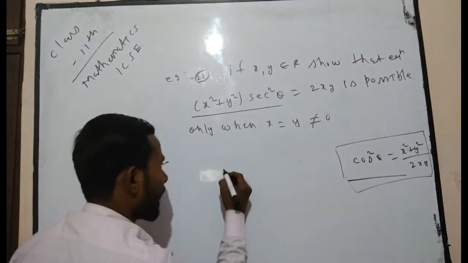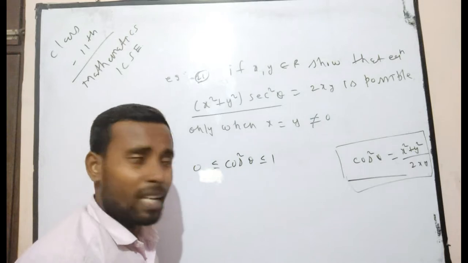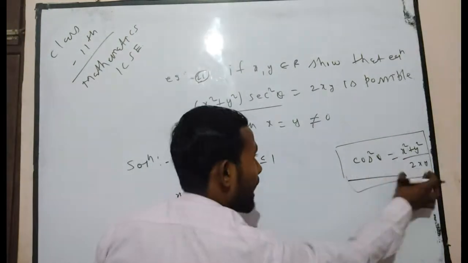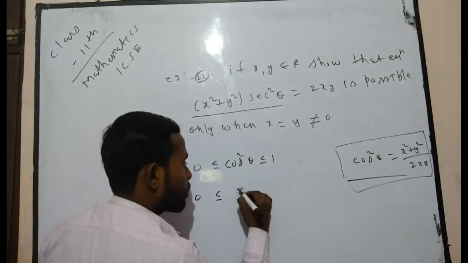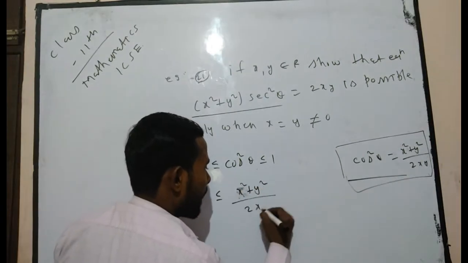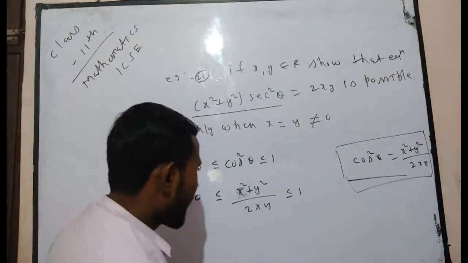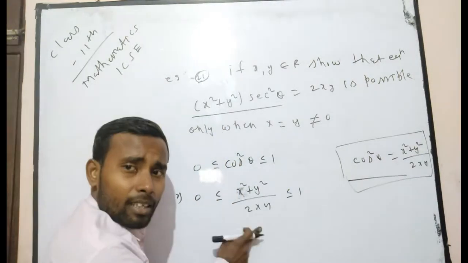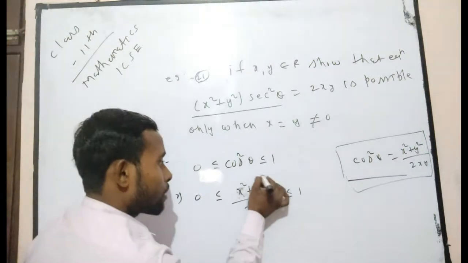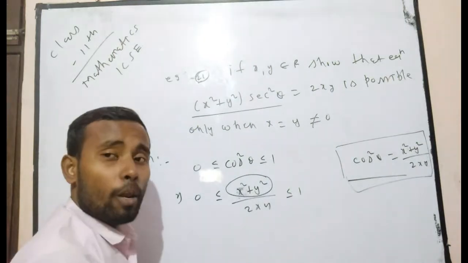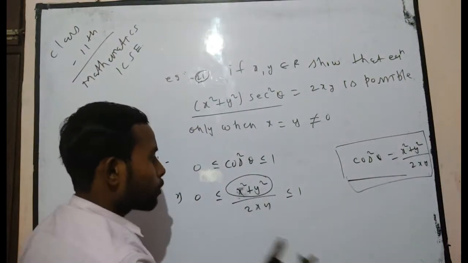First of all, you have to write it as: you know that cos square theta is always greater than or equal to 0 but less than or equal to 1. That implies that if you put the value of cos square theta in the place of it, you get definitely (x square plus y square) divided by 2xy is always greater than or equal to 0 but less than or equal to 1. Now I want to say, as you know that x square plus y square is always a positive number.